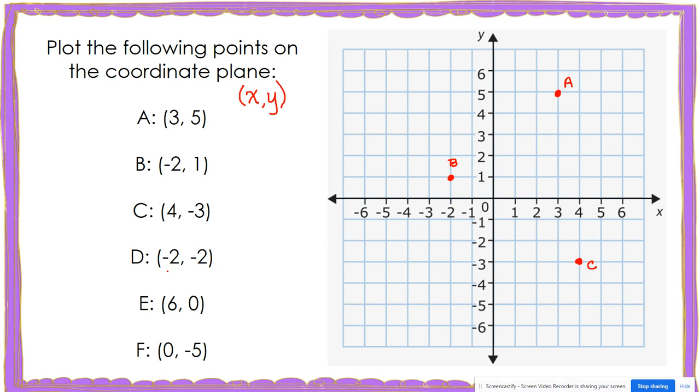Point D has an ordered pair of negative 2, negative 2. So if I start at my origin, I would move to negative 2 on my x-axis, which is 2 units left. Then I would move to negative 2 on my y-axis, which is 2 units down.